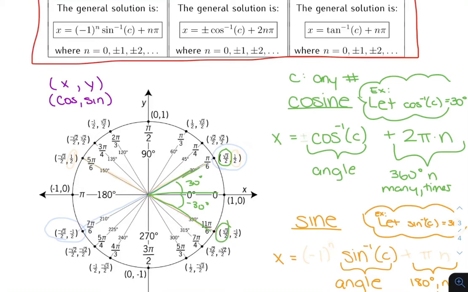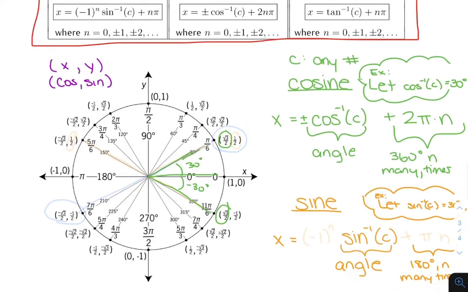So because of that, for cosine, we can either go positive 30 degrees or negative. So we can go backwards and forwards with the same degree. So no matter how many times around the circle we go, this is always going to be our general solution for cosine. But now let's do sine.